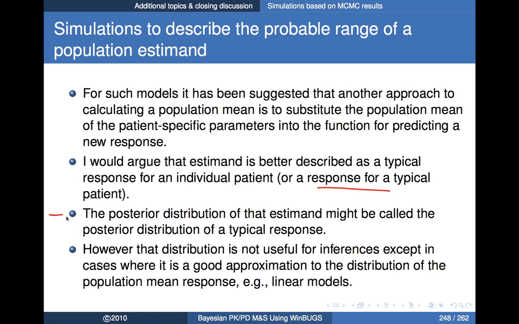I was giving it a name here. You could call it a posterior distribution of a typical response. However, if the thing you want to make inferences about is actually what the posterior mean would look like, and make statistical inferences on it, it would not be appropriate.